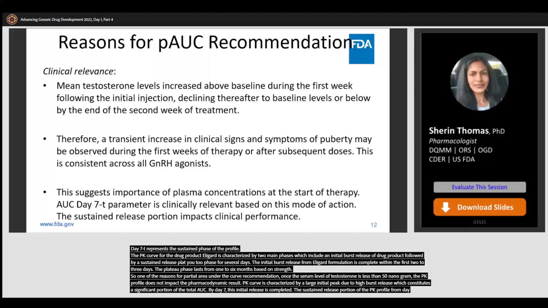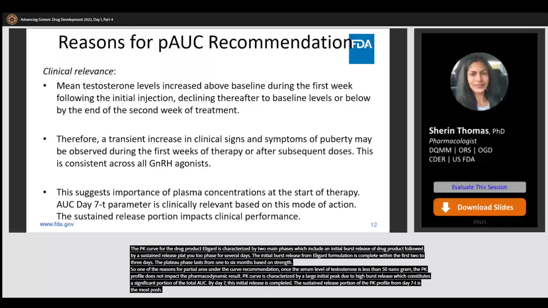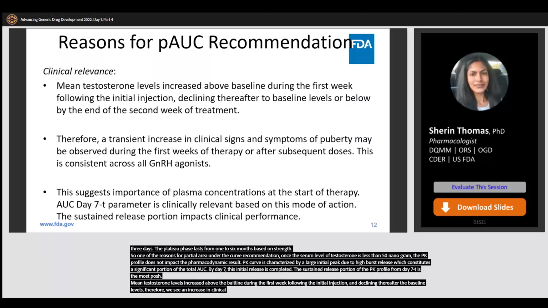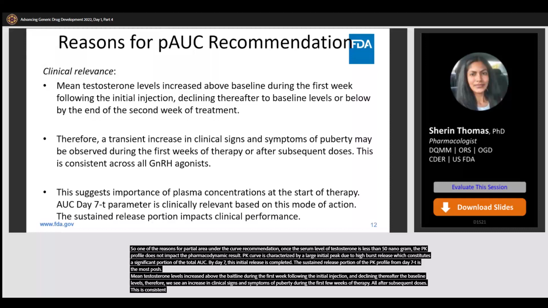Mean testosterone levels increase above the baseline during the first week following the initial injection, declining thereafter to baseline levels. Therefore, we see a transient increase in clinical signs and symptoms of puberty during the first few weeks of therapy or after subsequent doses. Now, this is consistent across all GnRH agonists. This suggests the importance of the plasma concentrations at the start of the therapy. Hence, the AUC day 7 to T parameter is clinically relevant based on this mode of action, and hence the sustained release portion impacts the clinical performance of the formulation.